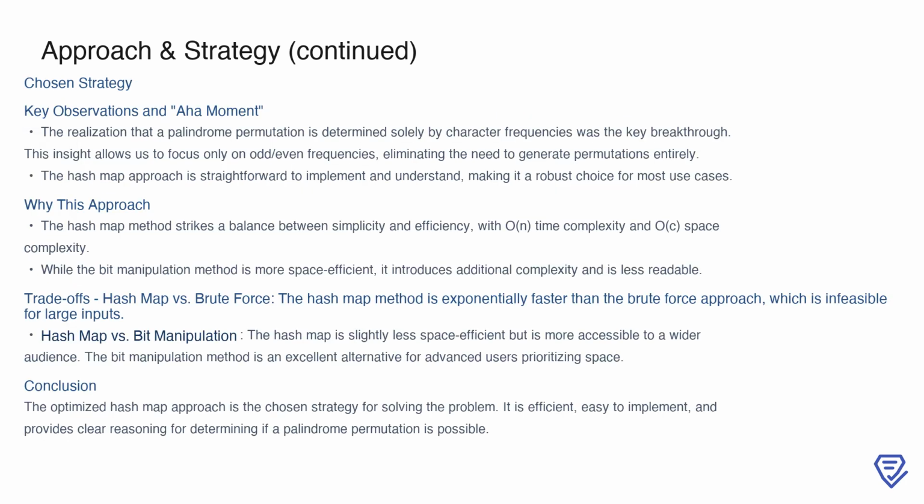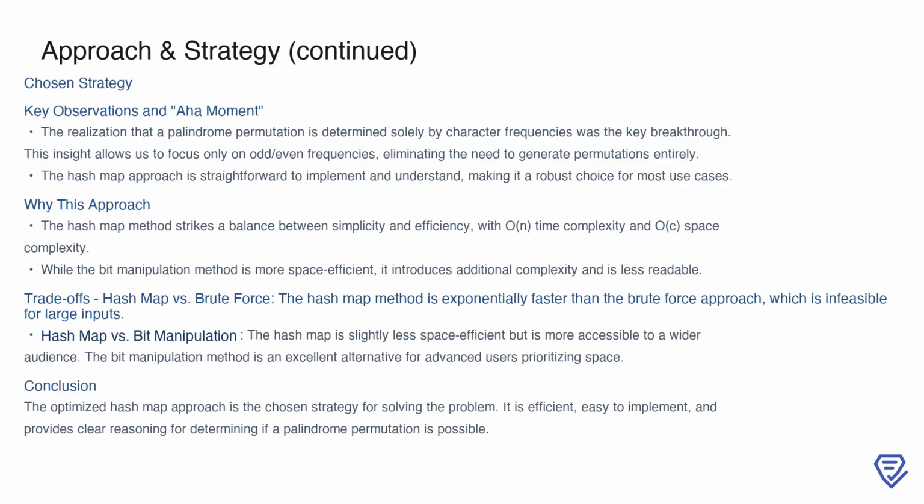The realization that a palindrome permutation is determined solely by character frequencies is the key insight that simplifies the problem. This eliminates the need to generate permutations entirely, allowing us to focus on checking the parity of character frequencies.